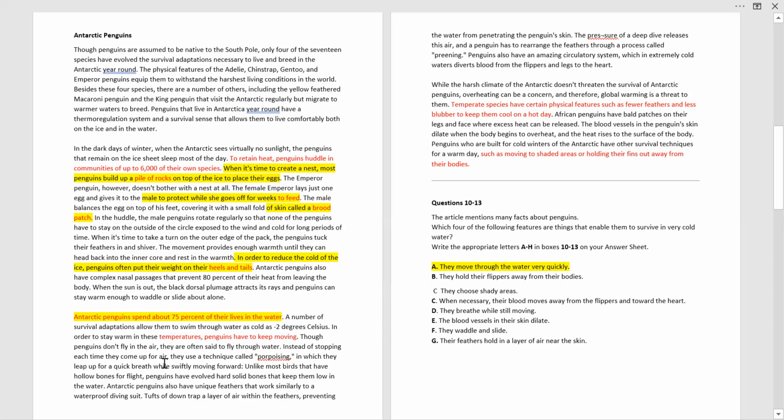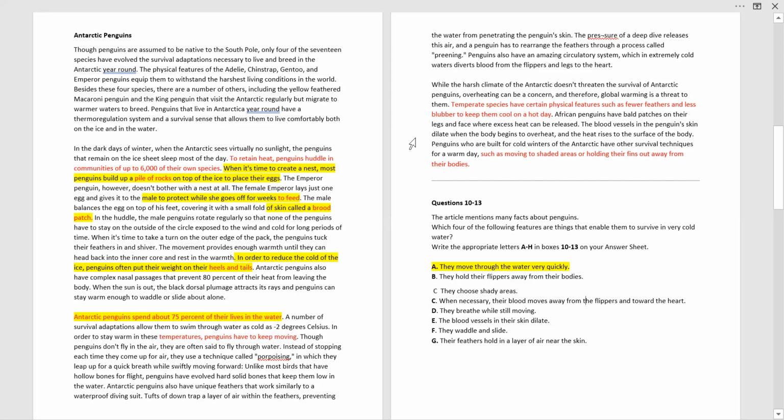Instead of stopping each time they come up for air, they use a technique called porpoising, in which they leap for a quick breath while swiftly moving forward. They have hollow bones for flight, but these are solid, and they keep them low in the water. When necessary, their blood moves away from the flippers and toward the heart. They breathe while still moving. The blood vessels in the skin dilate. Okay. They also have feathers that work similarly to a waterproof diving suit. Layers of down trap a layer of air within the feathers, preventing the water from penetrating the penguin's skin.